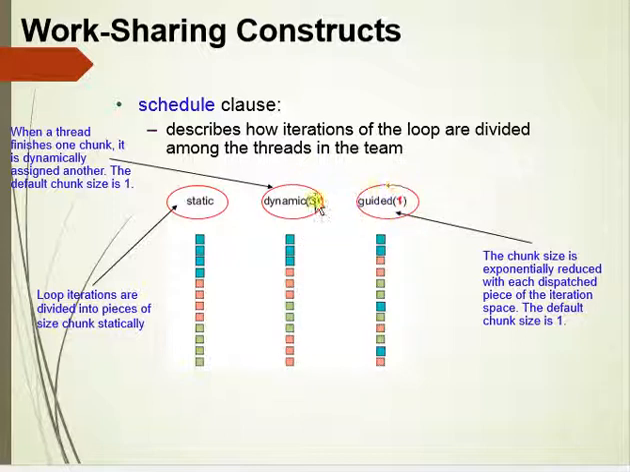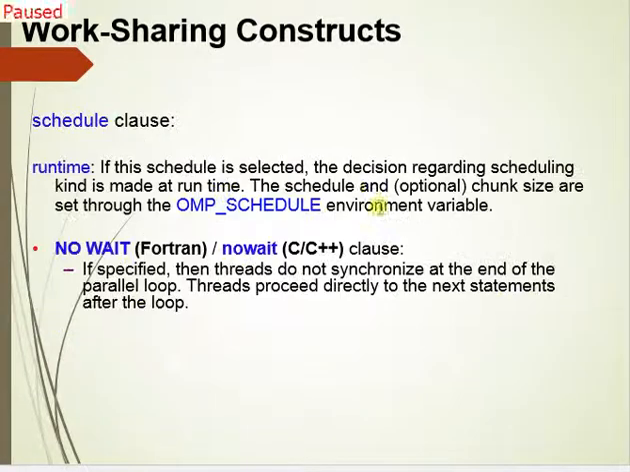Guided is similar to dynamic, but it exponentially reduces with each dispatched piece of the iteration space. The default size of the chunk is 1. The schedule and chunk size are set through the OMP_SCHEDULE environment variable. The nowait clause in Fortran and C++ specifies that threads do not synchronize at the end of the parallel loop. Threads proceed directly to the next statement after the loop.